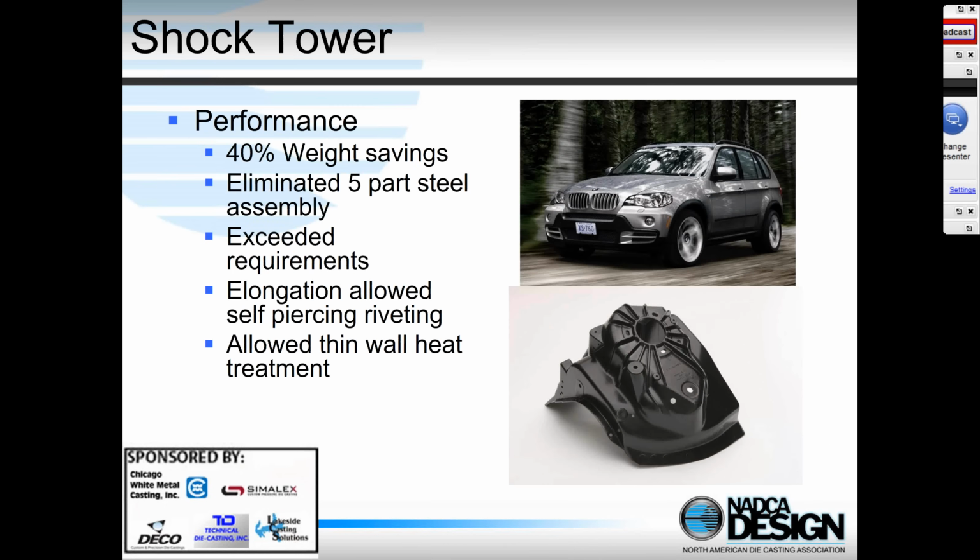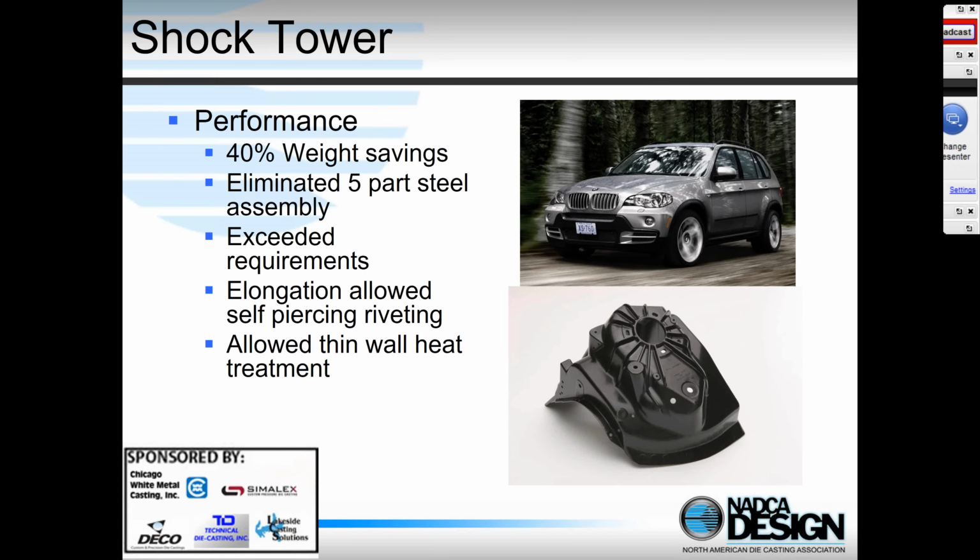This is quite a famous application in automotive die casting, around the die casting industry at the moment. Shock tower for a BMW X5, produced by high vacuum die casting, gives you a 40% weight saving, 5 steel parts to 1 die casting.